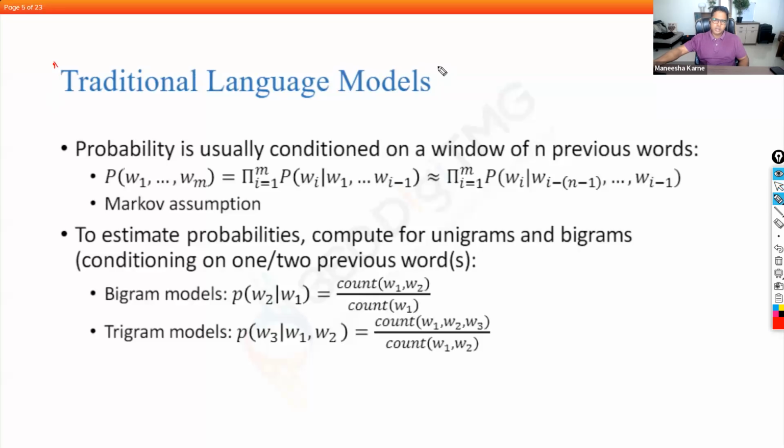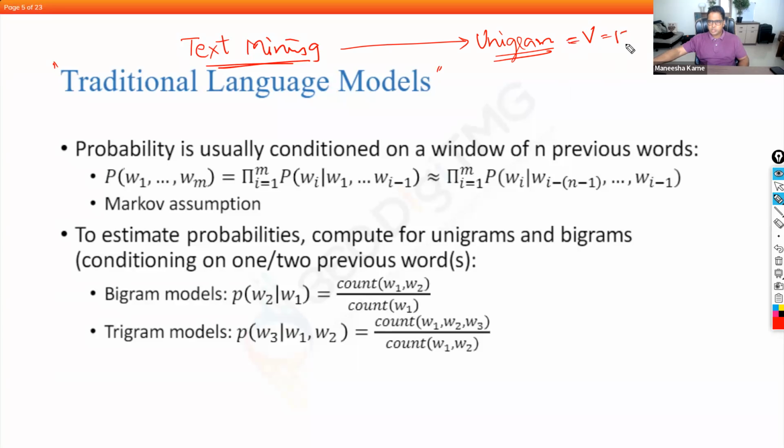Let us talk about traditional language models, which we have discussed as part of text mining, wherein we discussed word clouds, etc. And we also discussed unigram words. Unigram words means single words. In the English language, we have approximately 172,000 words, approximately 172,000 tokens or unigrams.